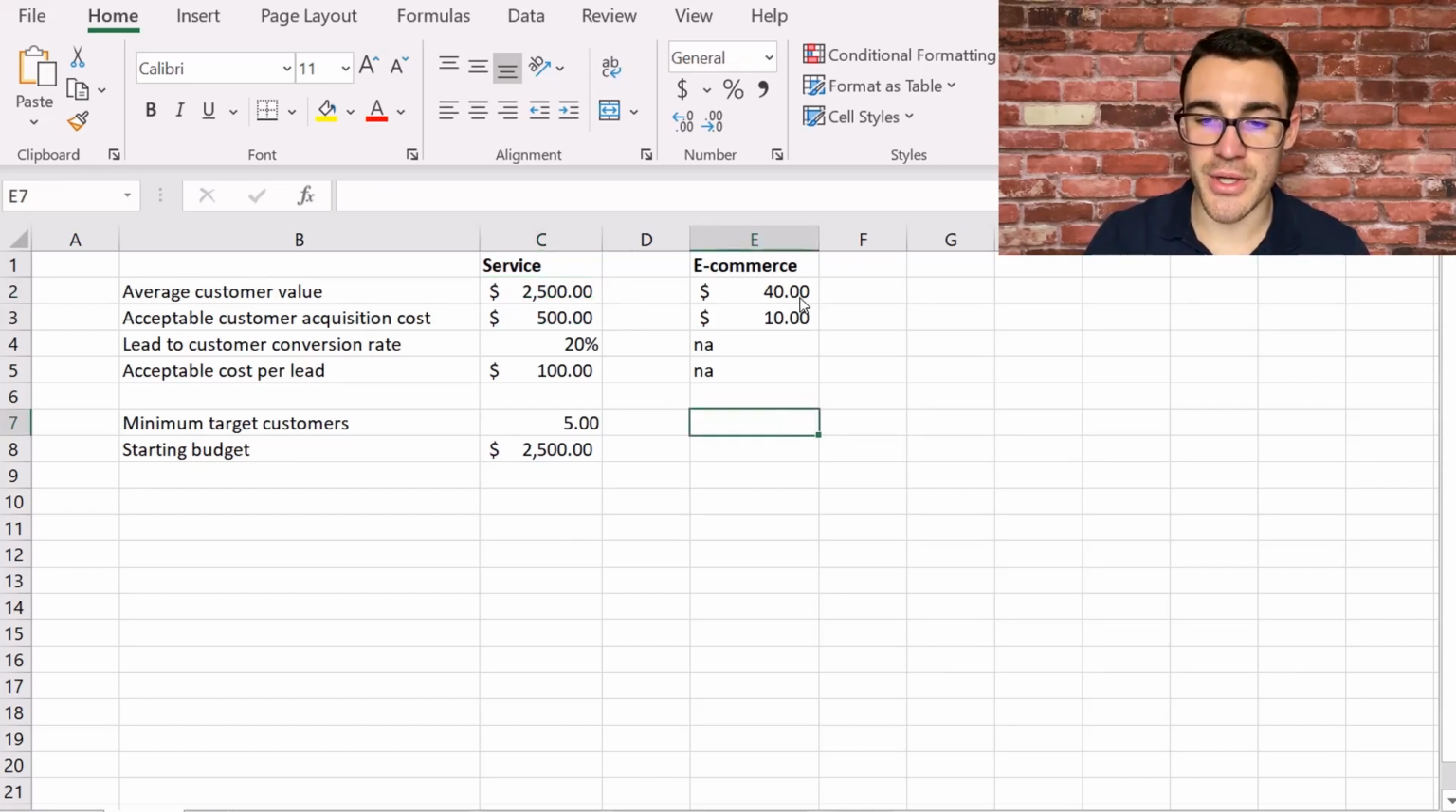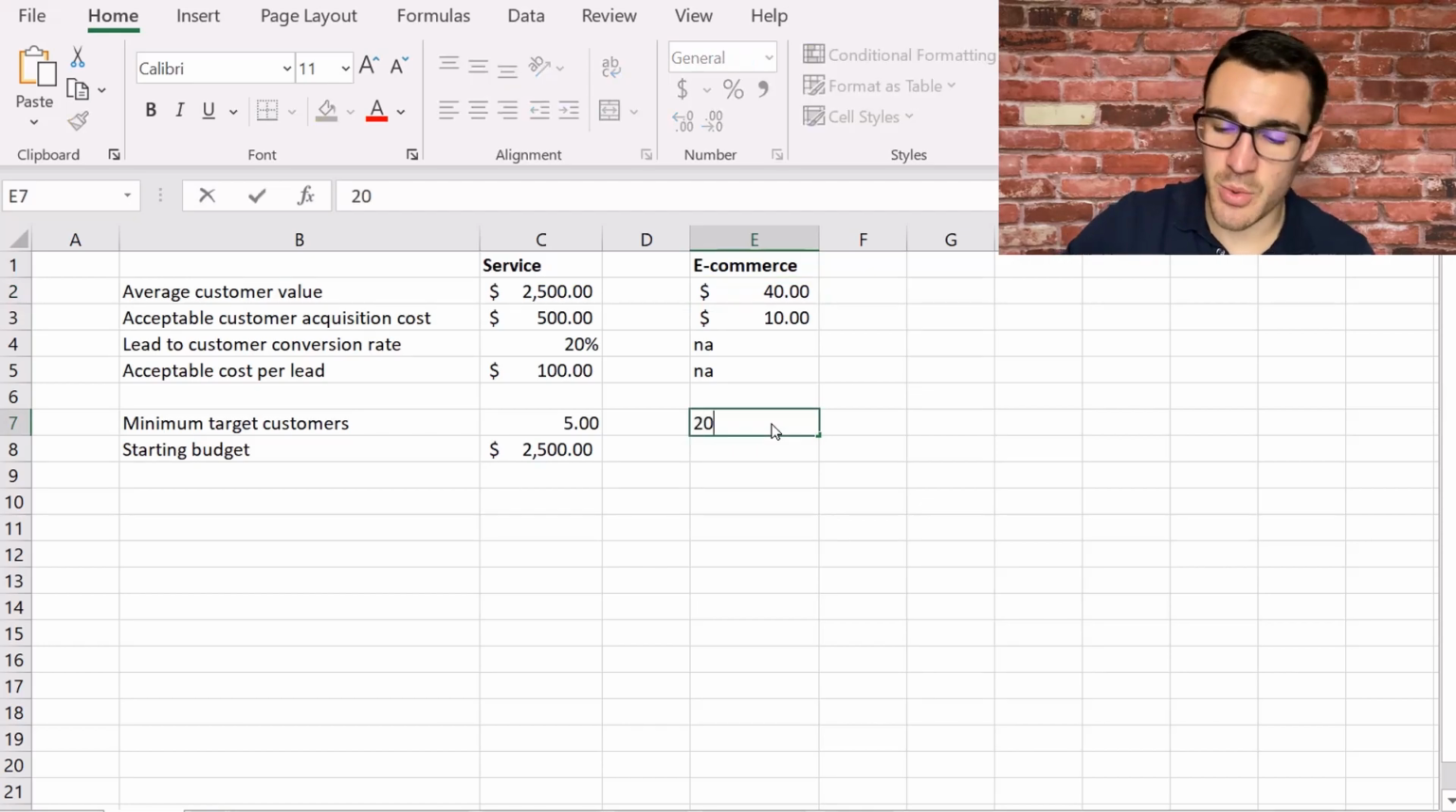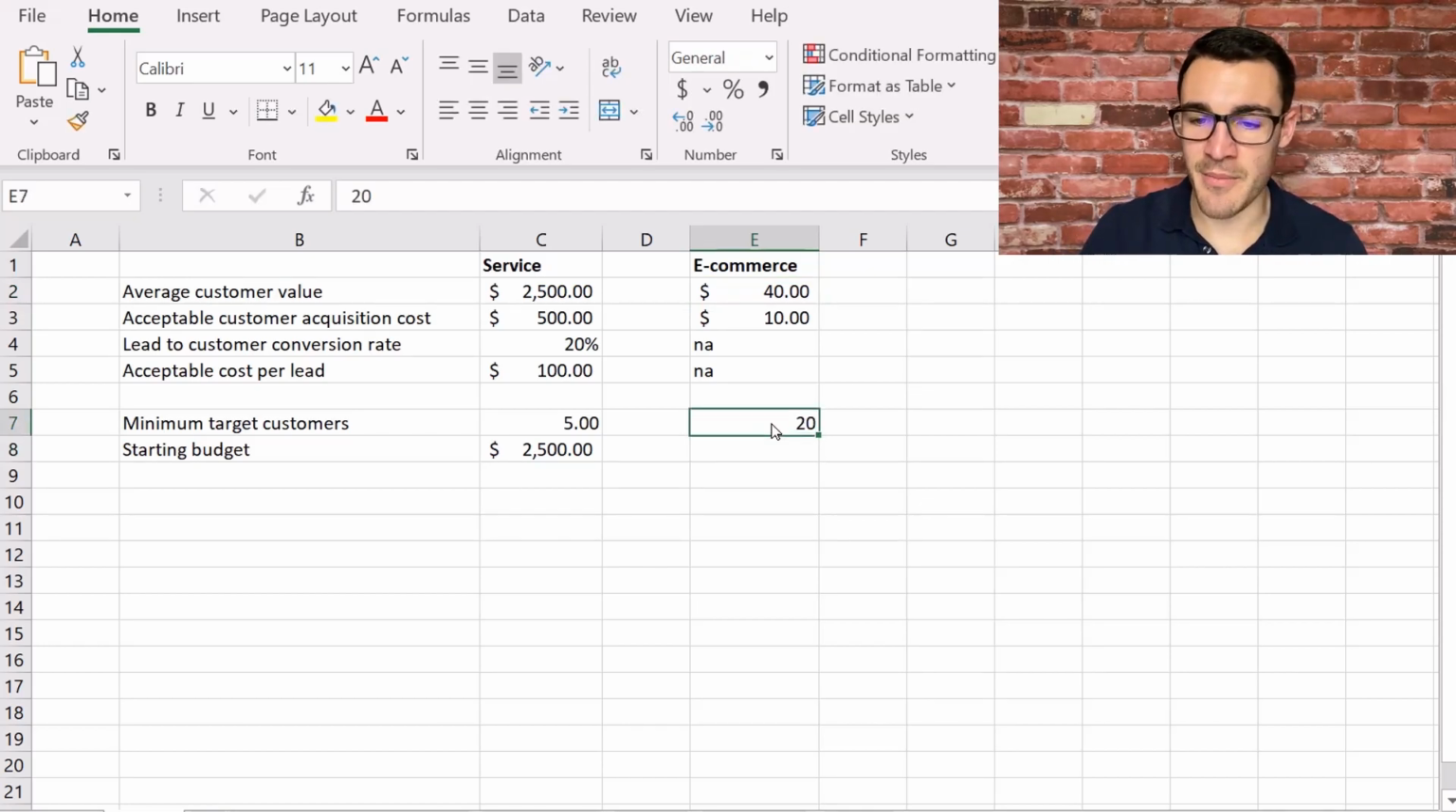Let's take a look at the e-commerce example. Let's say you started a new e-commerce business, you're running Facebook ad campaigns, and you're going, look, we're willing to pay $10 per purchase, $10 to acquire a new customer. Our average customers are worth $40 to us. But how many new customers do we need to make Facebook advertising worth it, to even bother? Let's say you've got an absolute minimum of 20. You need 20 customers to even make Facebook advertising worth it, okay?